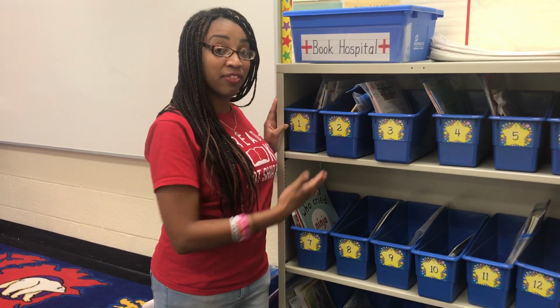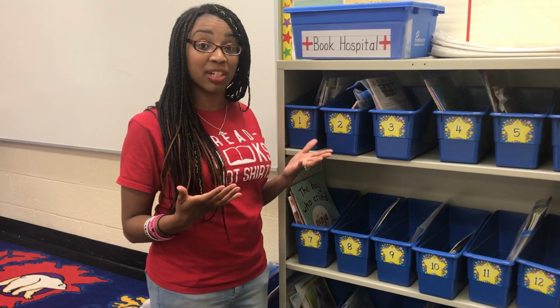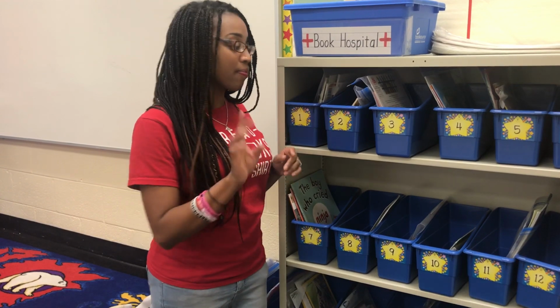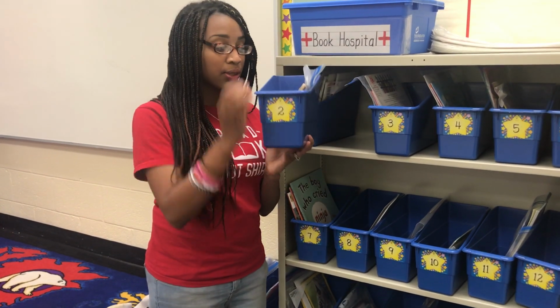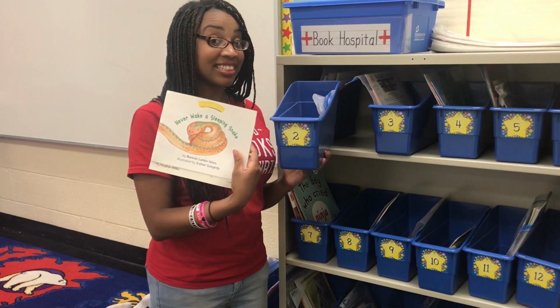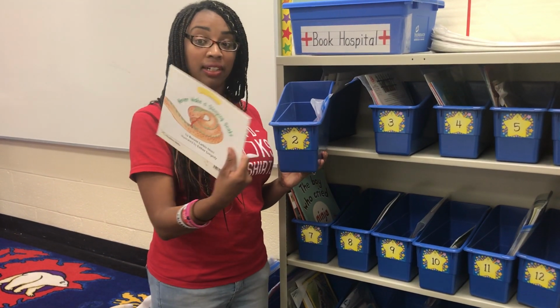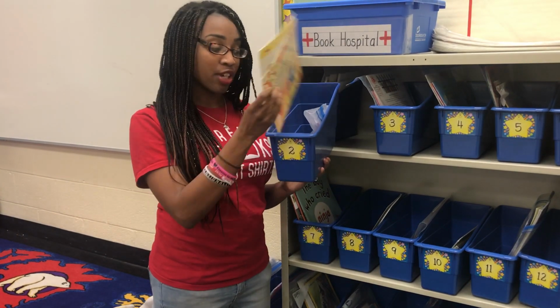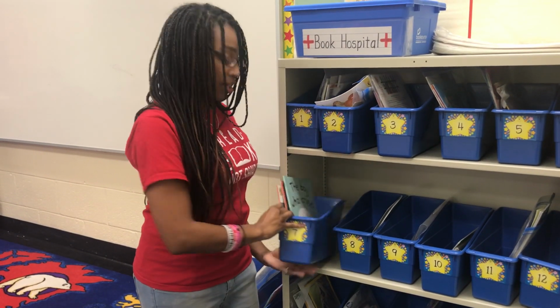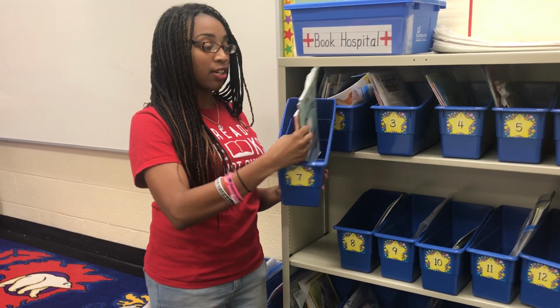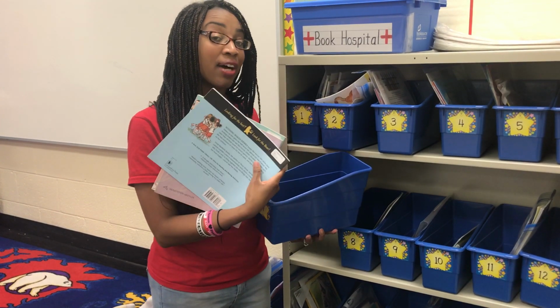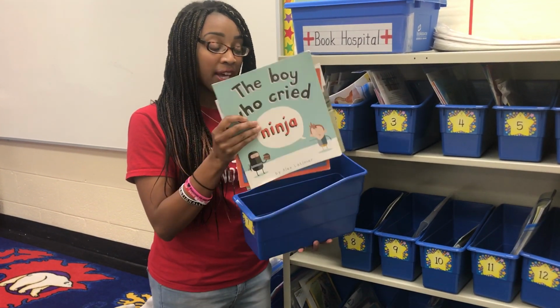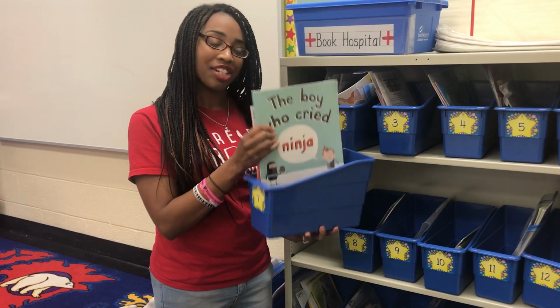So when you have the individual bins, students can shop for books on their level that interest them. For example, number 2 likes snakes, so he chose a book that is on DRA 8 about snakes that interest him. Number 7, for example, I noticed that all these books are on level L. So this child is on level L, and they chose a book about ninjas.